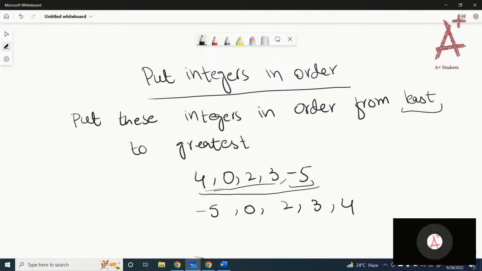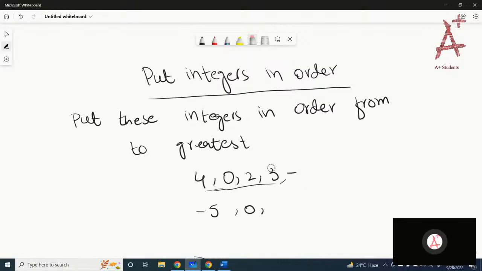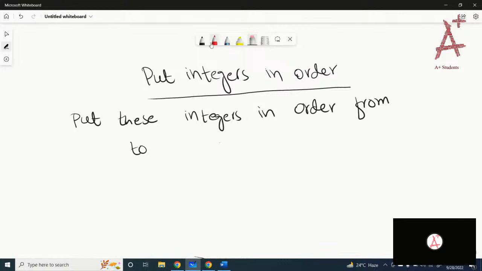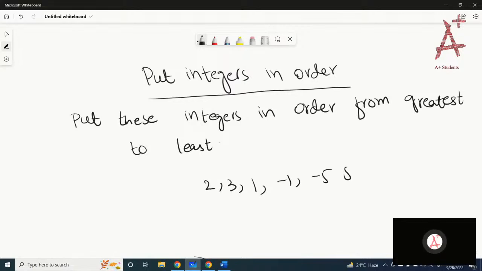Okay, the next one is put these integers in order from greatest to least. Now you have to arrange them from greatest to least. The numbers you are given are 2, 3, 1, -1, -5, and 5. You have to arrange them from greatest to least.